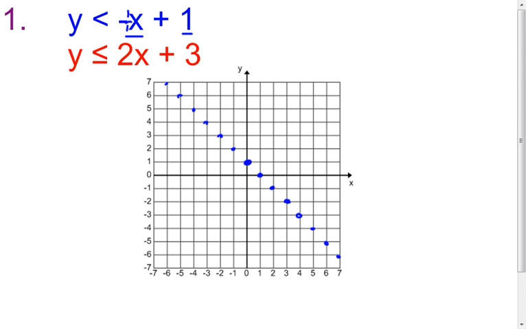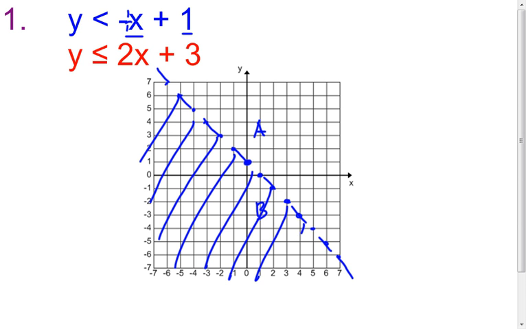Since the inequality symbol is not underlined, I will connect those dots with a dotted line. And since it is a less than symbol, I will shade below the line. Okay, and again, you have two choices, up here or down here. And it's B in this case, that's below the line.